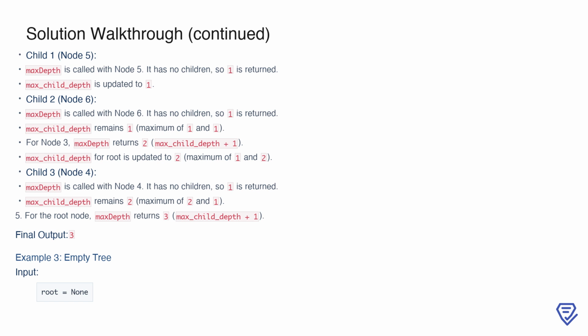At this point, the maximum depth of node 3's subtree is determined to be 2, which is calculated as max_child_depth plus 1. The max_child_depth for the root node is then updated to 2, as this is the greater value between the depths of node 2 and node 3. Finally, we process the last child of the root, node 4. Since node 4 has no children, the maxDepth function returns 1, and the max_child_depth for the root remains 2, which is the maximum of 2 and 1. The maximum depth of the entire tree is therefore 3, calculated as max_child_depth plus 1. The final output for this example is 3.